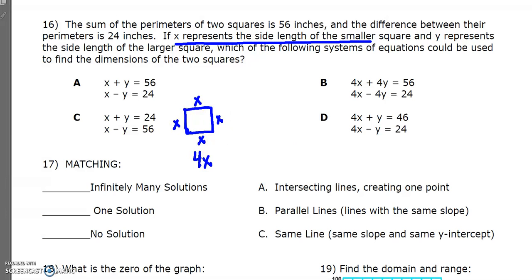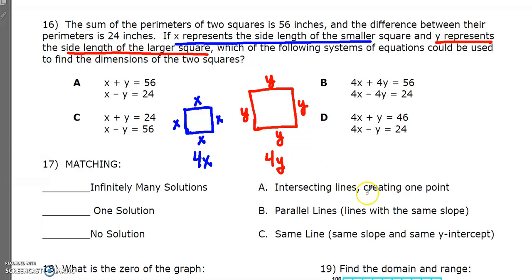Then it says we're going to let y represent the side length of the larger square. So let's draw a larger square. And the side length will be y. And again, because it's a square, all the sides are the same. Again, I could say y plus y plus y plus y, but the shorter way to write that is just 4y. So now let's go back and read the problem one more time.